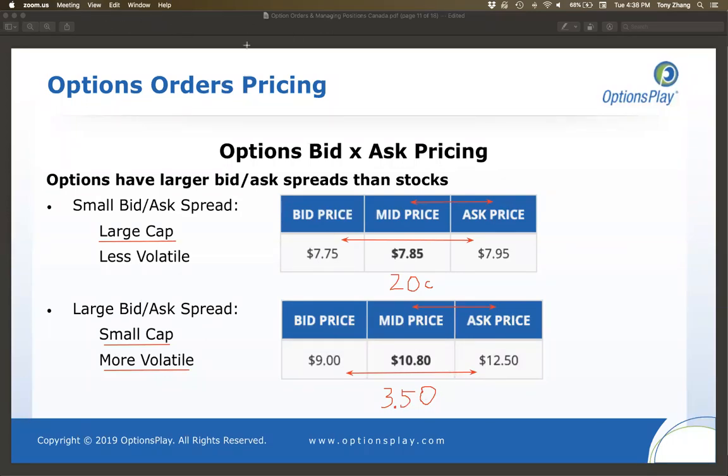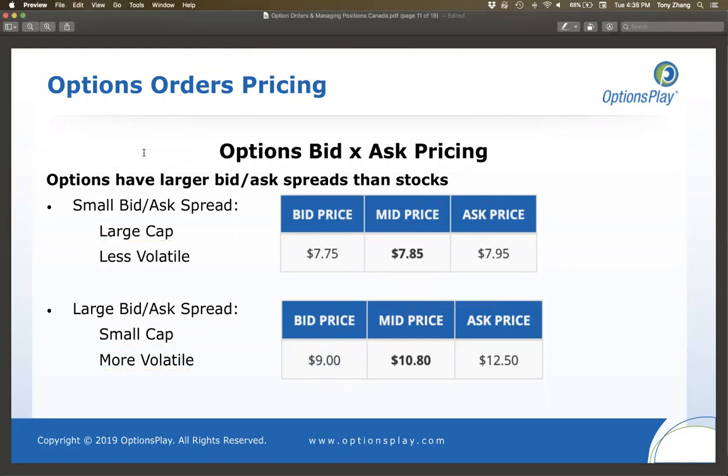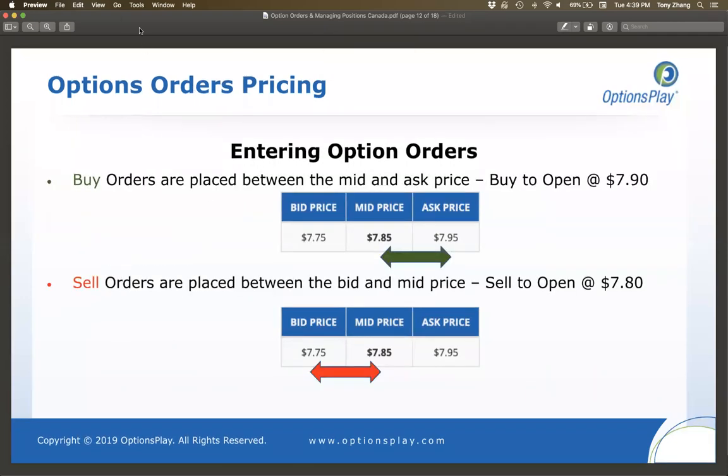So where do you want to place your orders? And the answer is you always want to place your orders in between the mid price and the asking price, or the mid price and the bid price. And it depends on whether you're buying or selling to determine which one you want to use. So whenever you're buying any type of option, it doesn't matter whether you're buying it to open or to close, you want to make sure that you price your order in between the mid price and the asking price. So whenever you're buying, you want to be in this range.